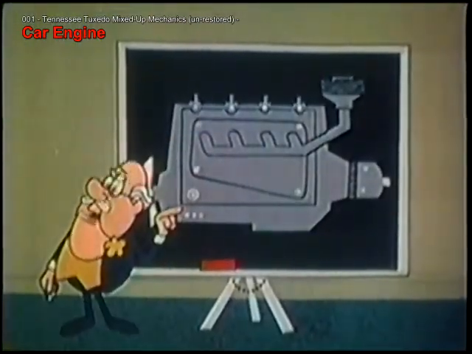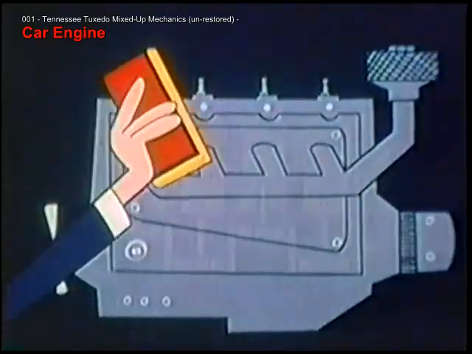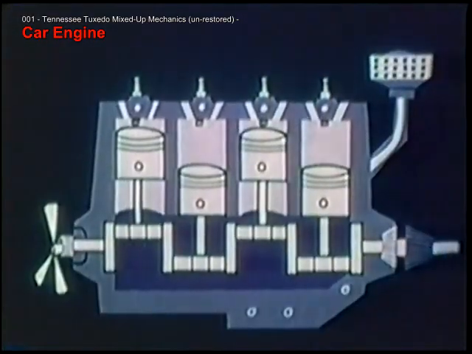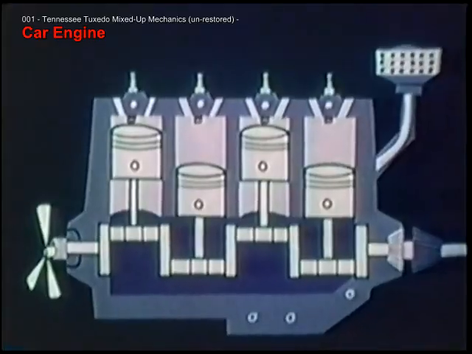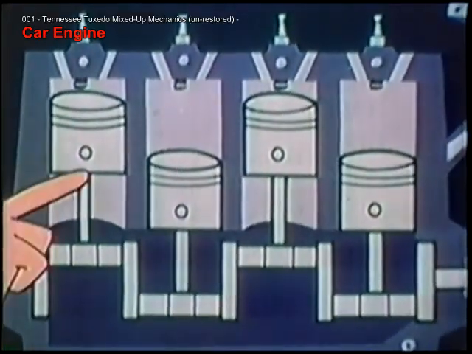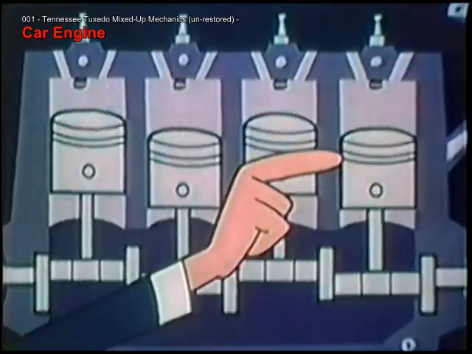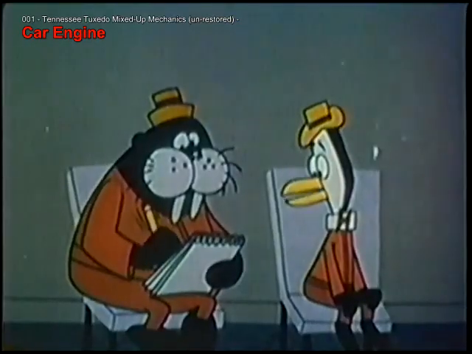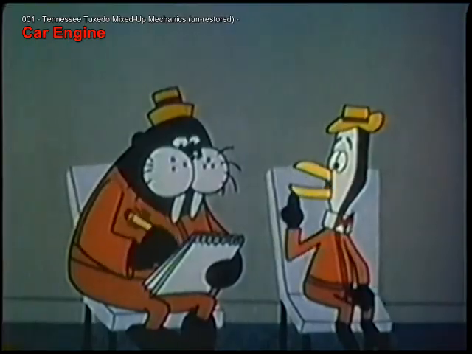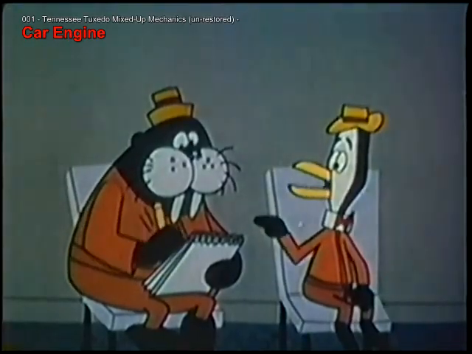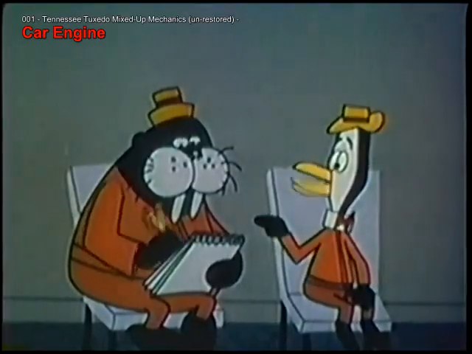Auto engine. Let's see what's inside, shall we? You see, there are 4 tubes called cylinders, and inside each cylinder is a kind of plunger called a piston. You see? Have you got that, Chumley? The engine has 4 cylinders, and inside each cylinder is a plunger called a piston.